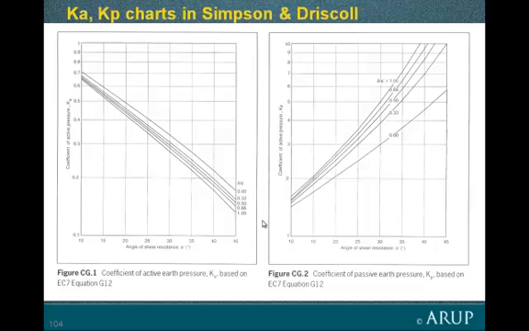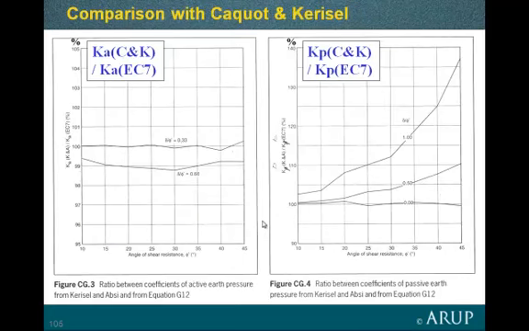The charts are also available, or charts are available representing those formulae in the commentary by Simpson and Driscoll. It's the only place they're published, I think. But they were published, and now they're in the concise Eurocode 7, which has very recently come out.